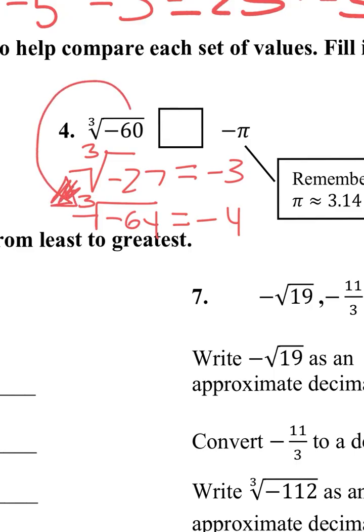So when we compare that to negative pi, or negative 3.14, which one is going to be the larger number? In this case, the larger number is the number that is closer to 0. So negative pi is actually closer to 0. So the cube root of negative 60 is actually going to be less than, or farther away from 0 than, negative pi. Let's go ahead and move on to number 5.